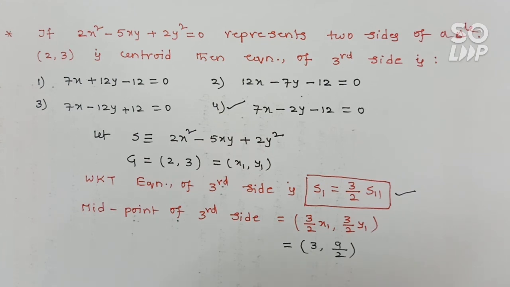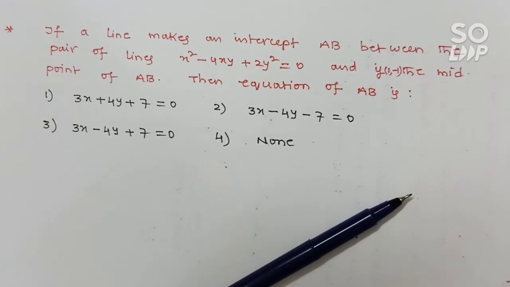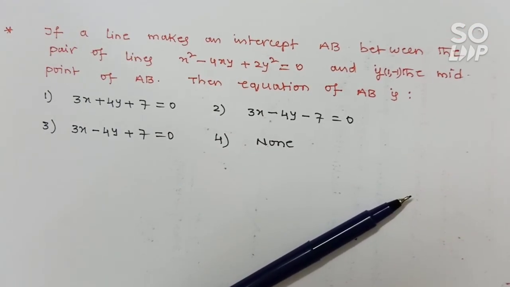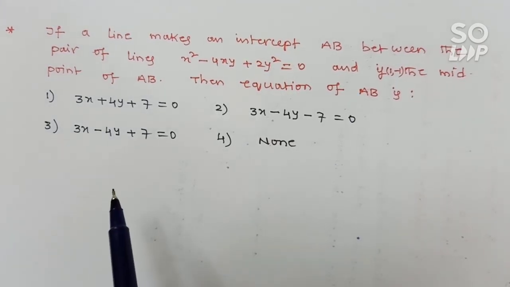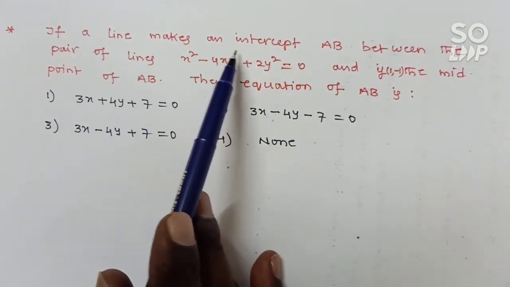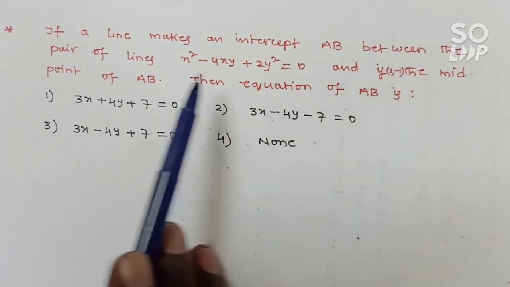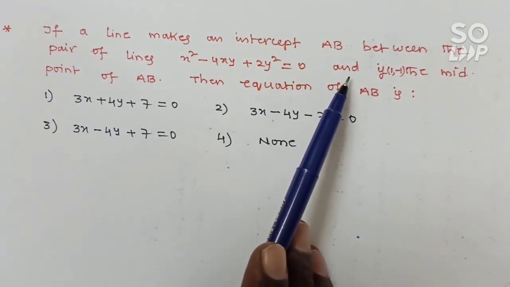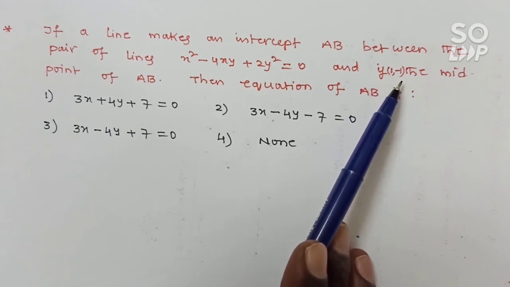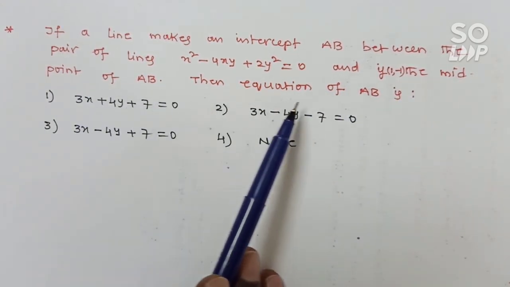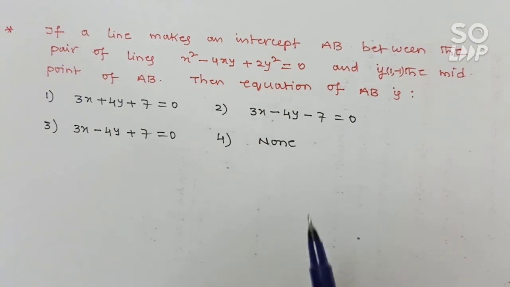Now we will see one more question. I think everybody understands how to find this solution using the two methods. One is the direct formula, another one is the verification method. Right, we will see the next question. Okay, see this problem: if a line makes an intercept AB between the pair of lines, and if 1 comma minus 1 is the midpoint of AB, then find the equation of AB.